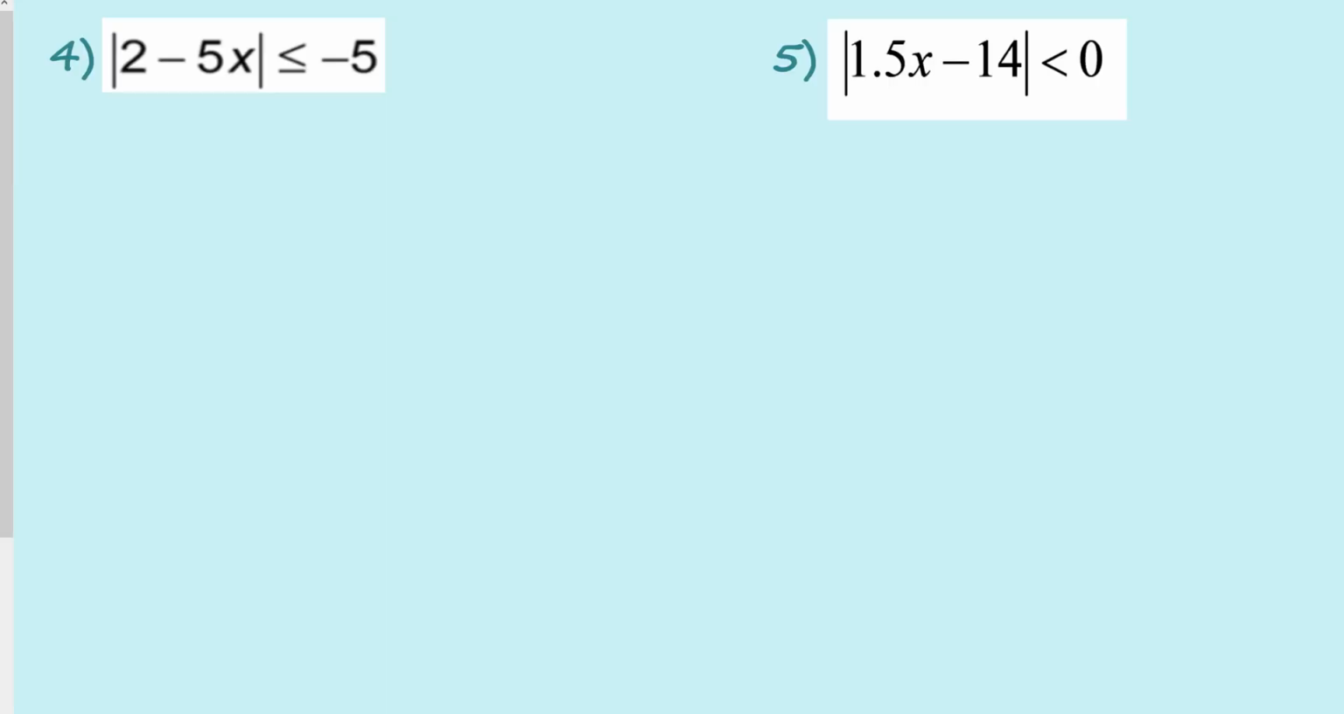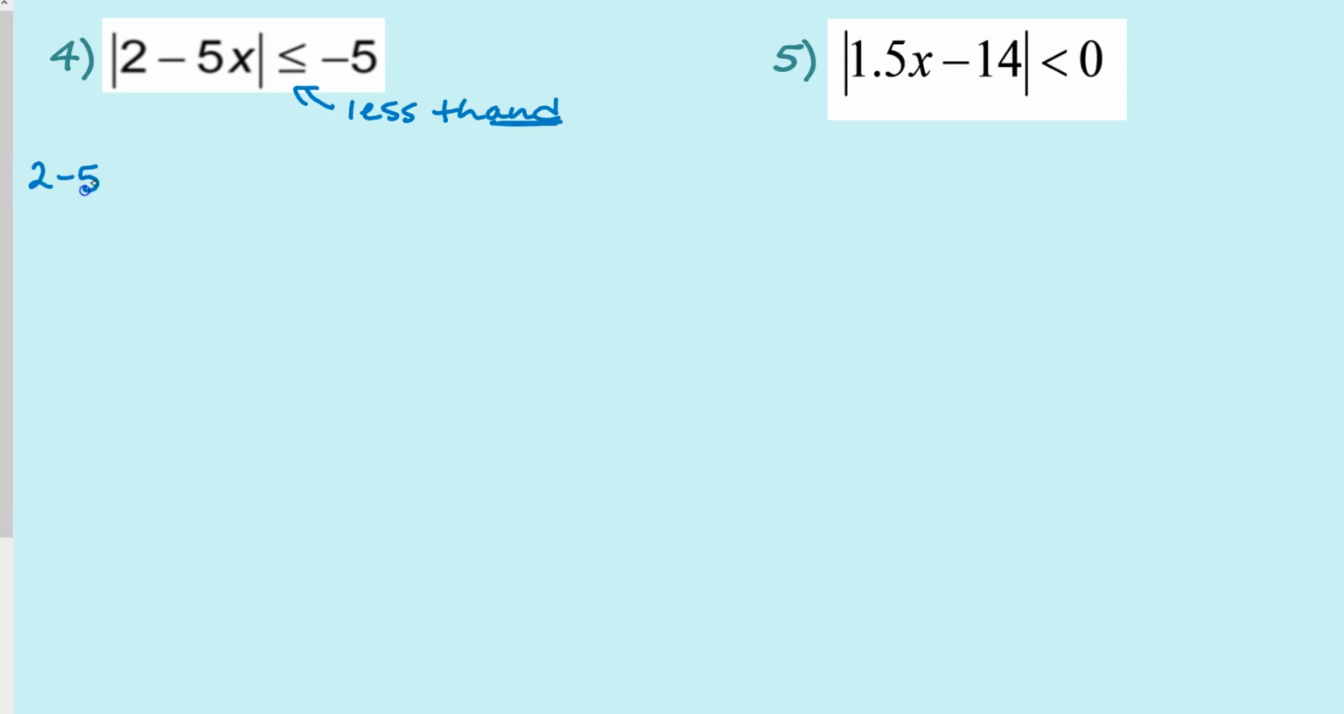So here's number 4. The absolute value of 2 minus 5x is less than or equal to negative 5. Okay, there's 2 ways to go about this problem. One way is just to do the algebra. Follow the procedure, kind of like a machine. So it says less than. So we're going to put and in between our 2 statements.